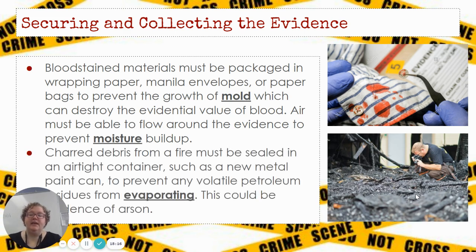If we're doing an arson investigation, an arson would be like purposefully burning something. Charred debris from that fire must be sealed in an airtight container, such as a new metal paint can, in order to prevent any volatile petroleum residues from evaporating. This could be evidence of arson. So if they suspect arson, they're going to put the charred remains in a container and seal it.